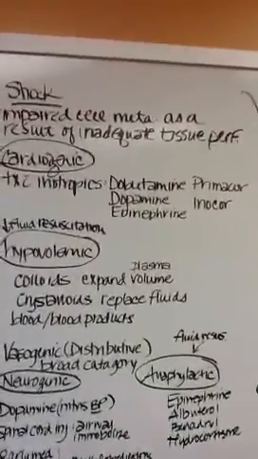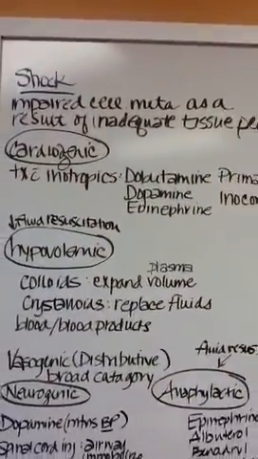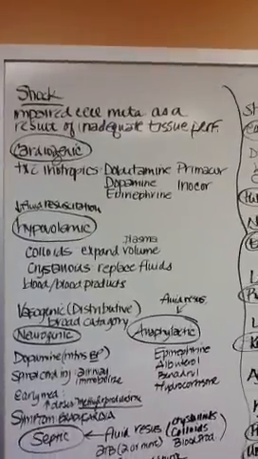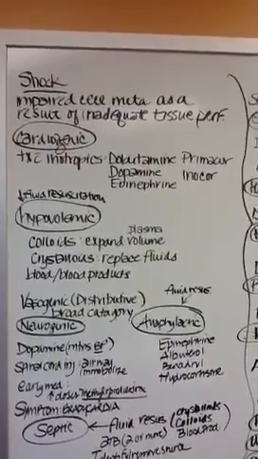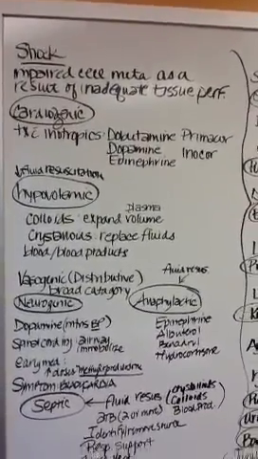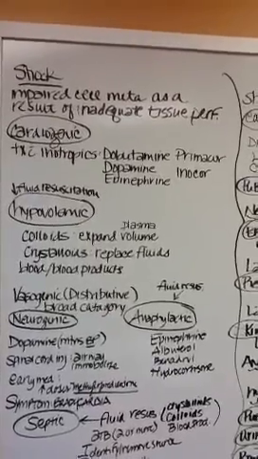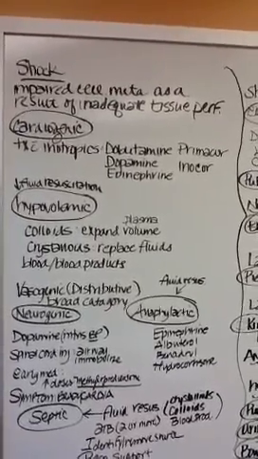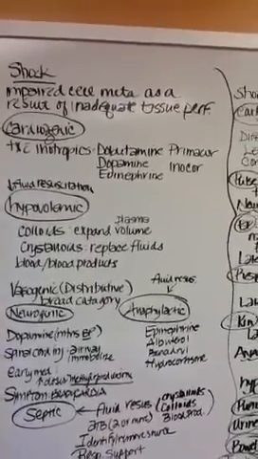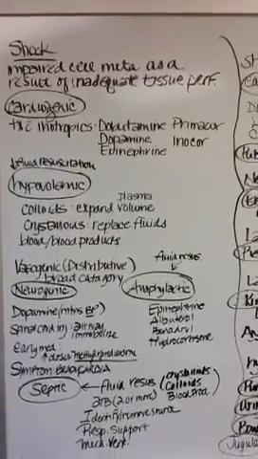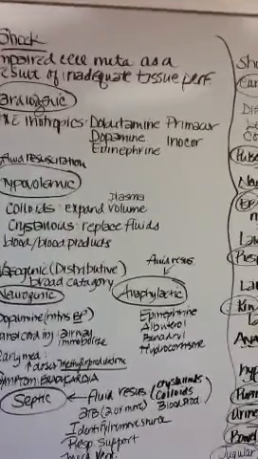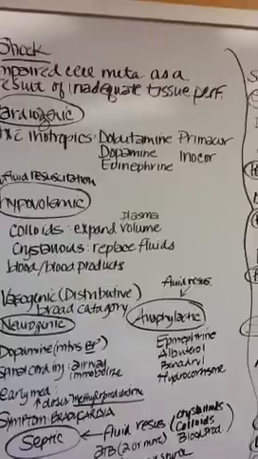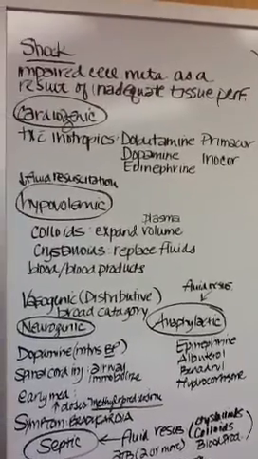So shock is an impaired cell metabolism as a result of inadequate tissue perfusion. You have several types. Cardiogenic, which is basically when the myocardium can't meet the oxygen demands to the body. We want to treat with positive inotropics, which act on the sympathetic nervous system. Those drugs are dobutamine, dopamine, epinephrine, Primacor, and Inocor.